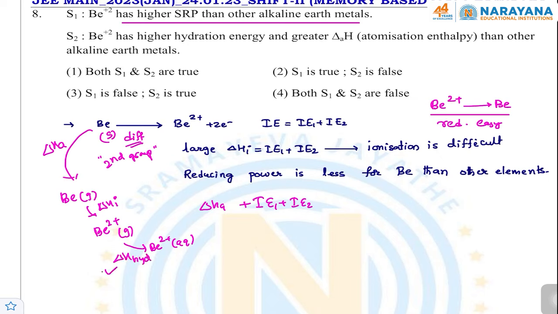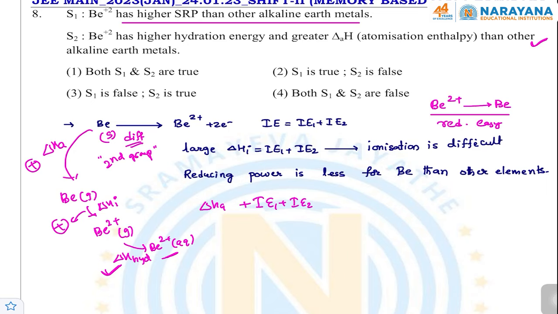Now we can see that hydration is the only step which is exothermic; the others are ionization and atomization. As the size of beryllium +2 is smaller, it is getting hydrated to a large extent, and due to the small size and strong metallic bonding, beryllium has the highest enthalpy of atomization. Now this statement is also correct. So hydration energy and atomization energies are higher for the second group than other alkaline earth metals.